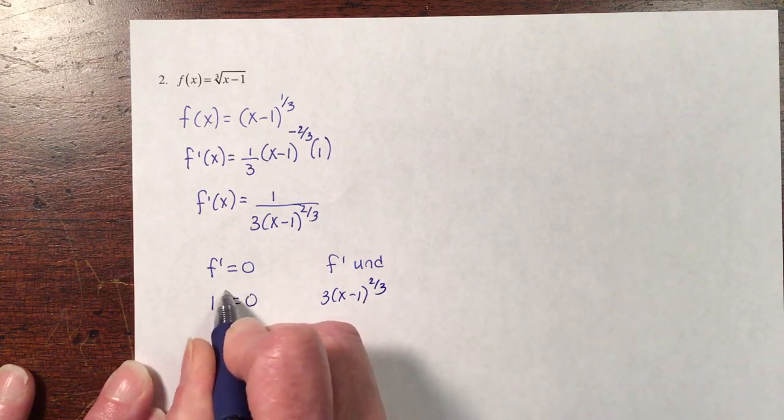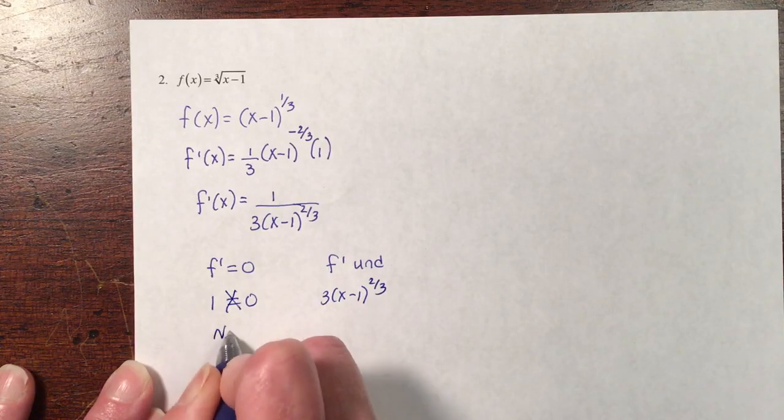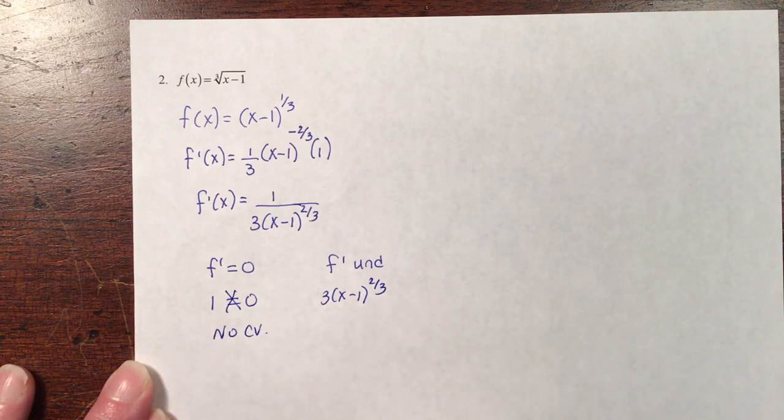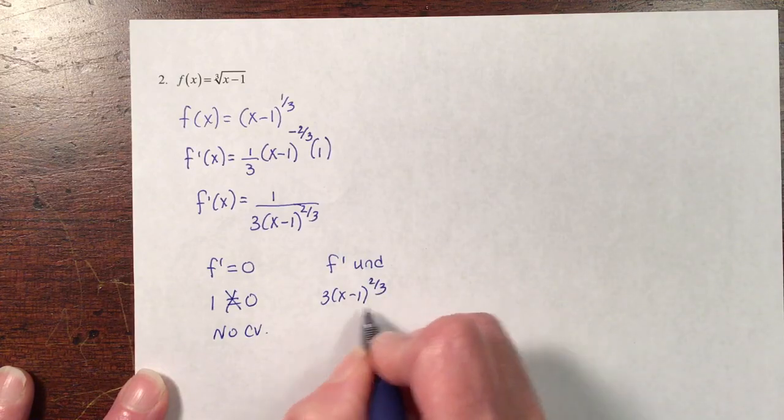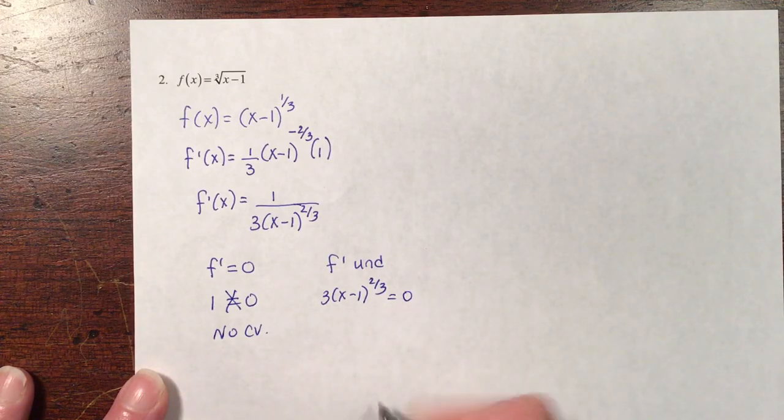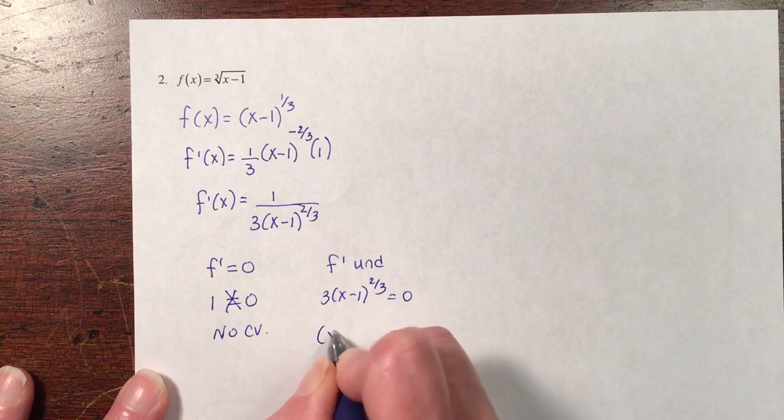Okay. We know this can never happen. No critical value. That's not always going to happen. It just happens to be the case in these examples. Over here, when I go to set this equal to 0, to find where it's undefined, I can divide by 3.